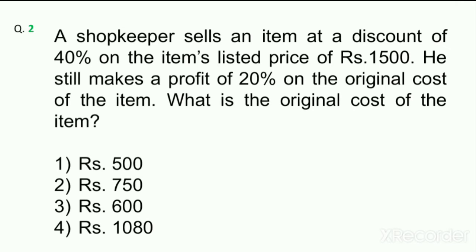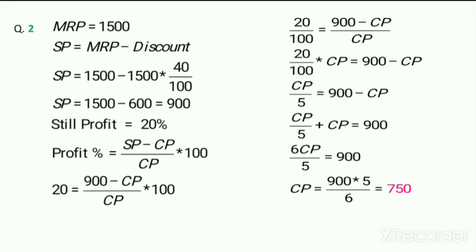Next question: a shopkeeper sells an item at a discount of 40% on the item's listed price of 1500. He still makes a profit of 20% on the original cost of the item. What is the original cost of the item? So let the MRP be 1500, and on the MRP he gives a 40% discount. So selling price is equal to MRP minus discount. 1500 minus 40% of 1500, which is 600, means 900. 900 is the selling price.